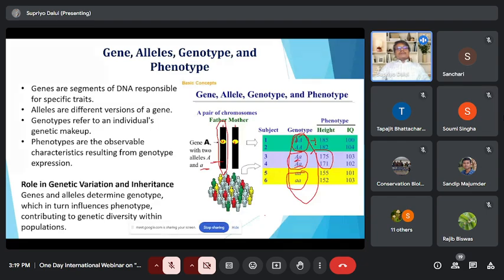So, role in genetic variation and inheritance. Genes and alleles determine genotype, which in turn influences the phenotype and contributes to the genetic diversity within a population. This is very important to understand because, as I have mentioned, for a wild population to survive in nature, it is very important that they maintain heterozygous conditions. The more homozygosity there is, meaning the same kind of alleles, the more vulnerable they will be to different kinds of anthropogenic threats or natural threats. But if the population can mainly maintain heterozygosity in the wild, then they can survive in nature for a longer period of time.